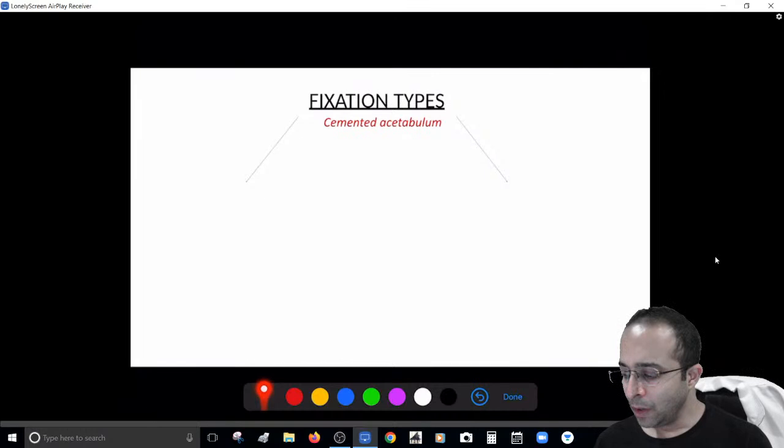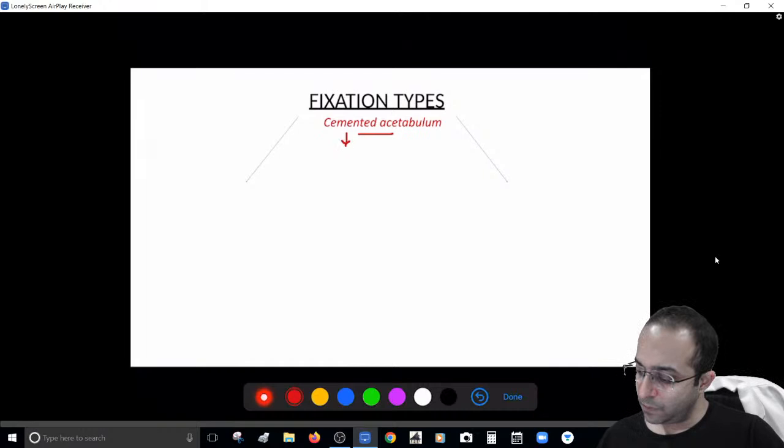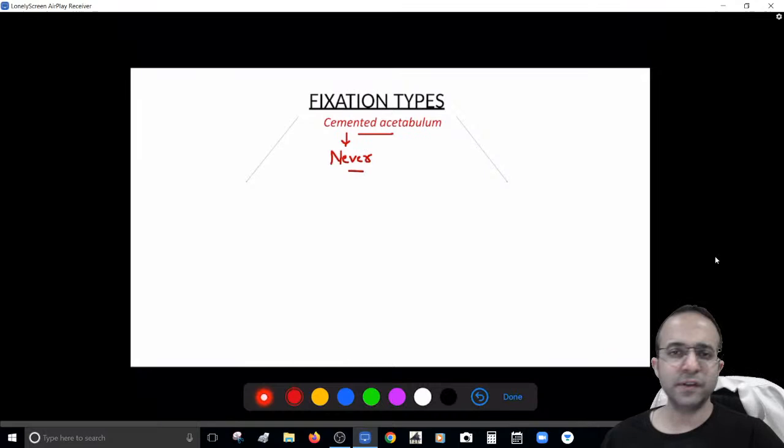Okay. Now, although you have understood the fixation methods, the general types we use, using cement in the acetabulum is like never done. So acetabular fixation we generally never do with cement. High failure rates.